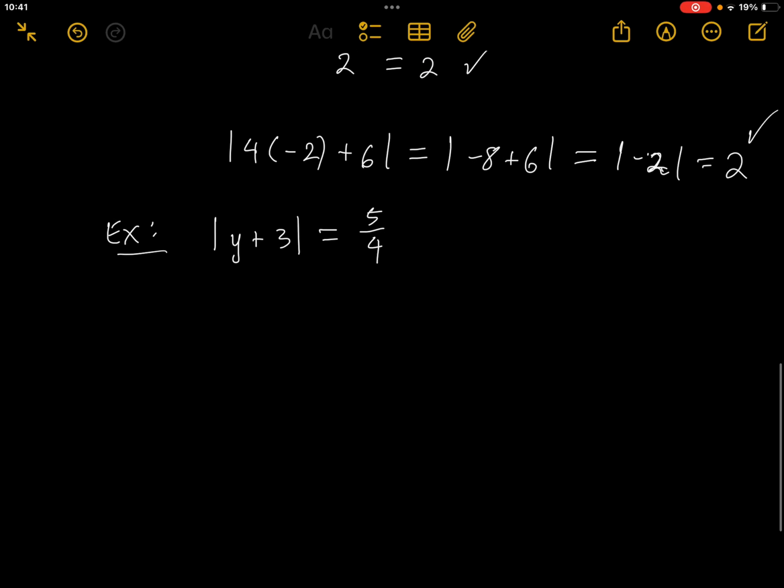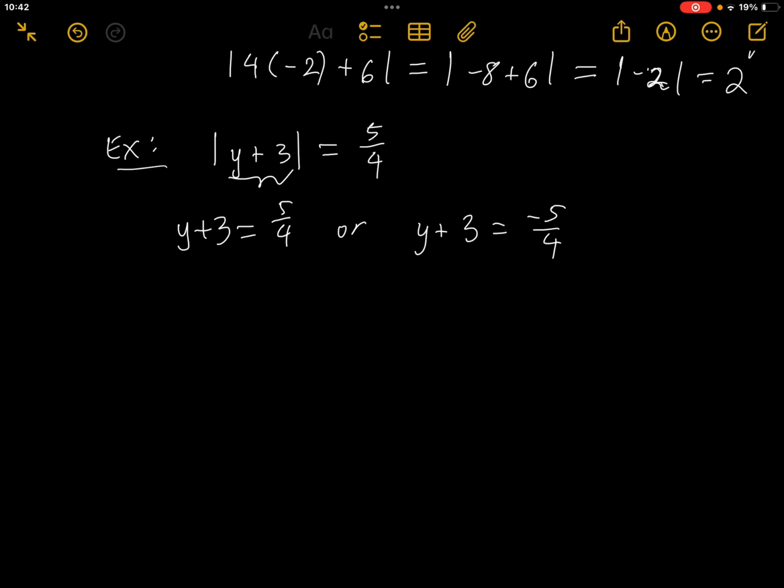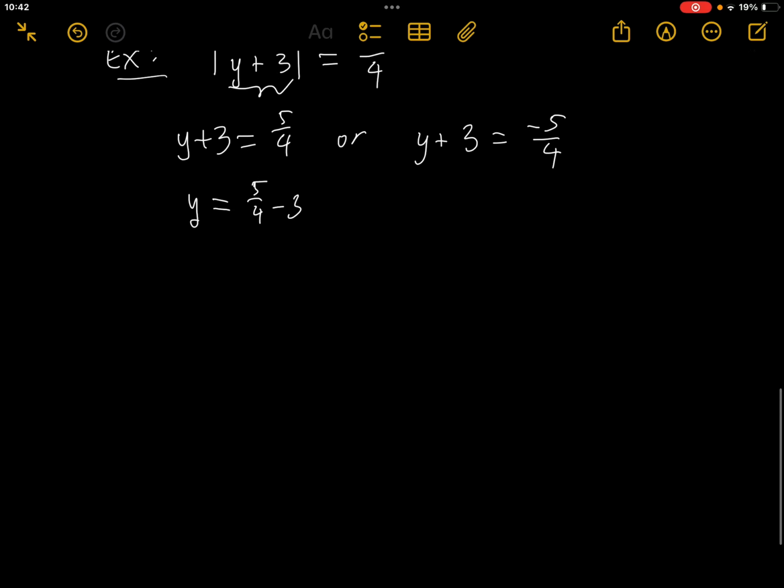So if you do that, you are going to get y plus 3 is 5/4, or y plus 3 is -5/4, right? The way to think about it is you have an absolute value of a thing, okay? The absolute value of the thing is 5/4, therefore the thing must be 5/4 or -5/4. So once you're here, now it's just easy, right? We just subtract 3 on both sides, so you get 5/4 minus 3. How do you do 5/4 minus 3? You need a common denominator.